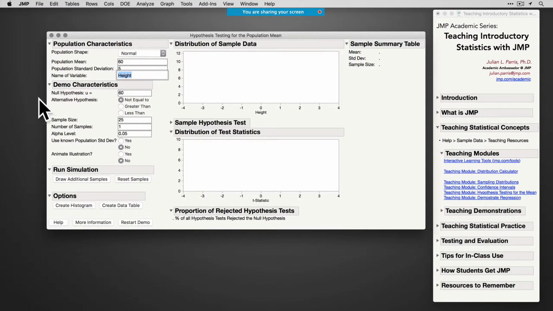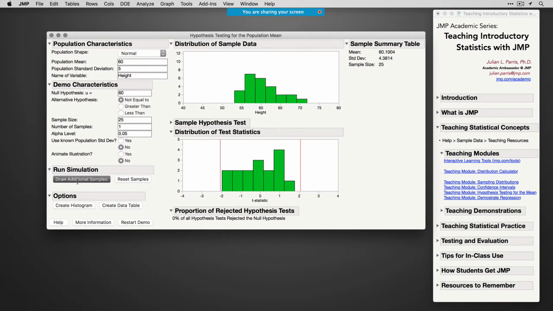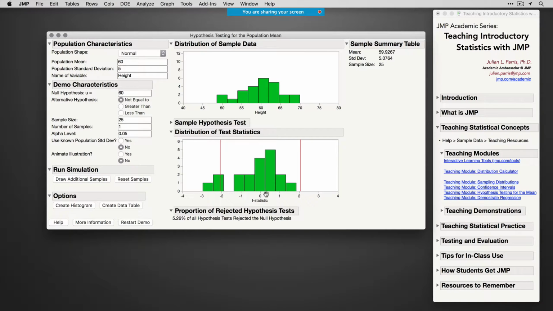The demo characteristics have a couple of additional fields now. Since we're doing hypothesis testing, we have to specify a null hypothesis. So if the null hypothesis is 60 and the population mean is actually 60, well, the null is true. So every draw we're looking at is really under the condition that the null hypothesis is true. And we're going to see the t-statistic here. And so we'll see the proportion of rejected hypothesis tests.